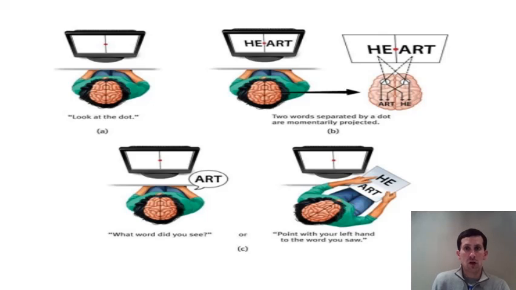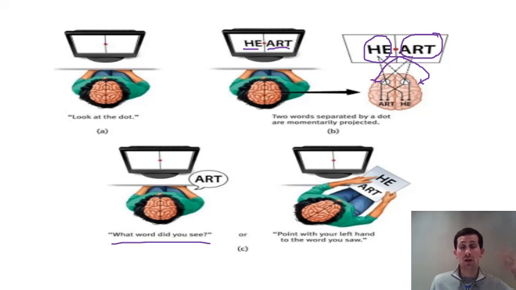So if you look here, another example of this experiment. They're told to look at the dot in the middle of the screen. They're then presented with different images or words to the different visual fields. HE is presented to their left visual field and ART to their right visual field. So remember, HE is going to be processed in their right hemisphere. ART is going to be processed by their left hemisphere. So what word did you see? They can say the word art because they saw that in their right visual field. Their left hemisphere is in charge of language, so they can verbalise that information.